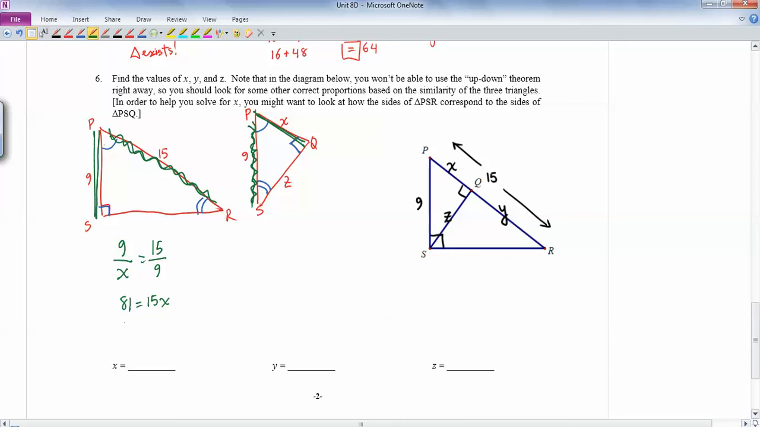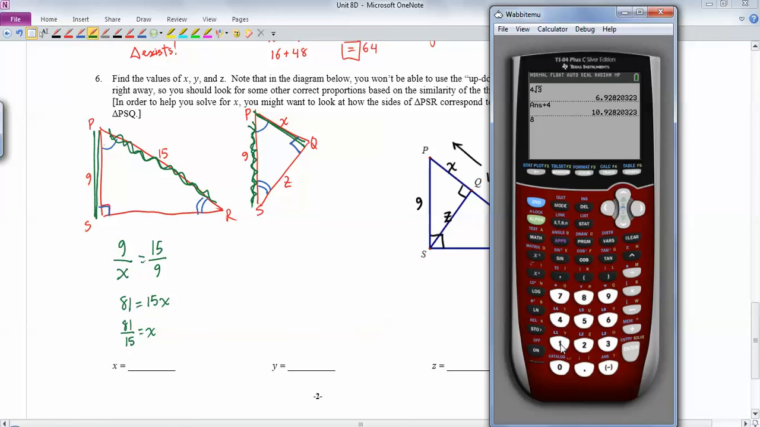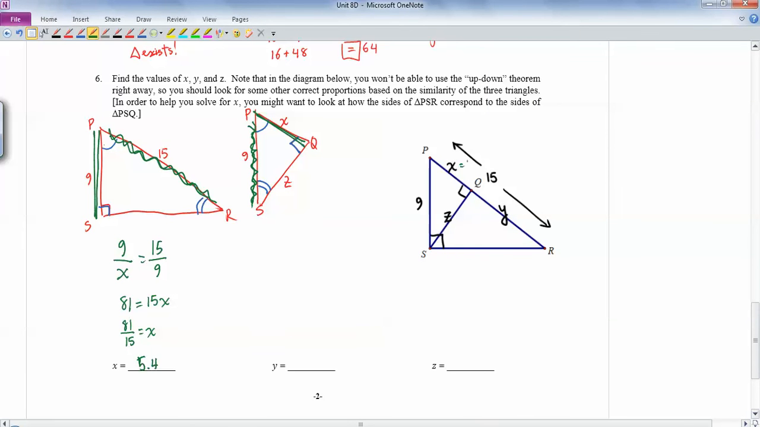And then if I divide by 15, what is that going to be? 81 divided by 15 is 5.4. So I now know that this is 5.4. Well, you can get y pretty easily. The whole thing's 15, so if I take away 5.4, this is 15 minus 5.4. That's going to be 9.6.